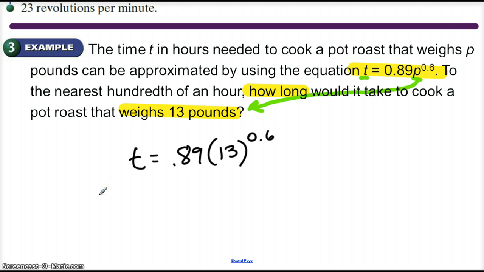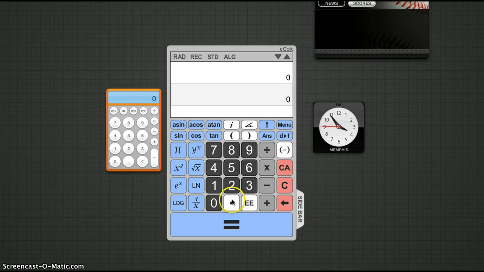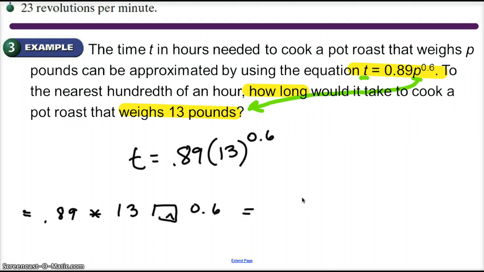Putting this into a calculator similar to the classroom set that we use, we would have 0.89 times 13 raised to the power of 0.6, hit enter. I'm going to see if I can pull up that other calculator. So we had 0.89 times 13 raised to the power of 0.6, and that gives us 4.147. To the nearest hundredth. Hundredth is right here, so that's going to be 4.15 hours.